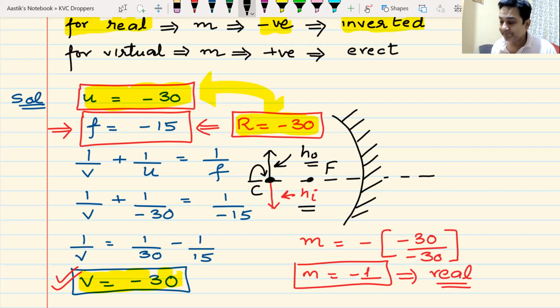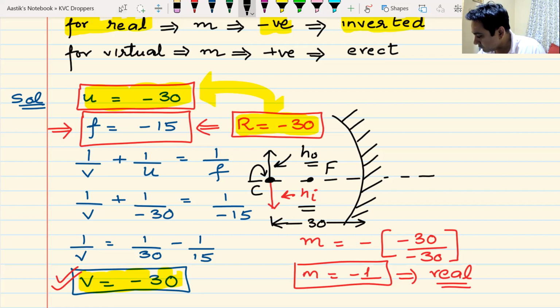Do we understand? This object is placed at the center of curvature. Do we understand? Yes or no? The focal length of this mirror is 15. The radius of curvature is 30. Object is placed at a distance of 30 centimeters. That means the object is placed at the center of curvature. Can I have some raised hand that we understand this? Everyone.